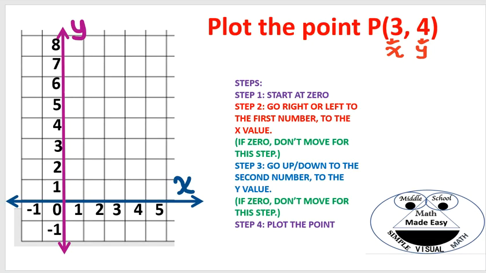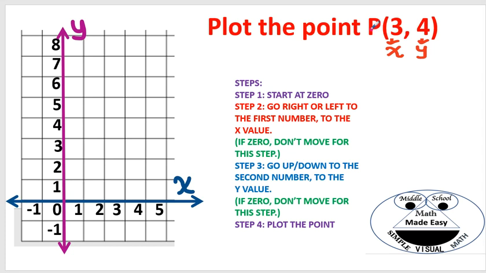So let's jump right in. Here we have our coordinate plane. It is important when you are plotting that you know that this vertical axis, up and down, is the y-axis. So these numbers here are the y values. And then the horizontal, left to right or right to left, is the x-axis, the x numbers.